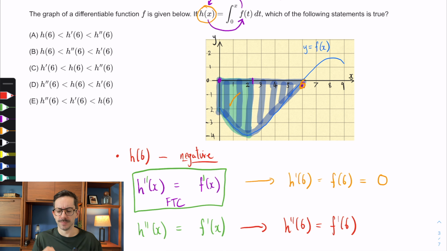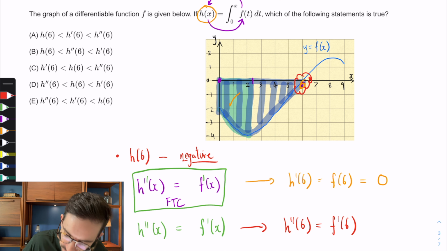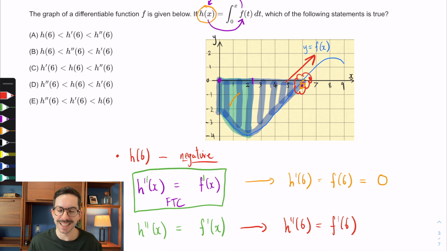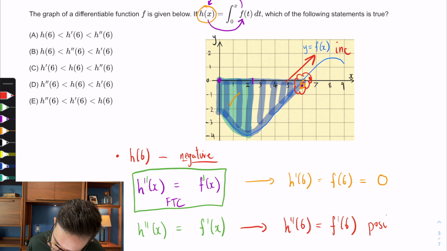Well, remember, f prime, the derivative of f, tells you when f is increasing and when f is decreasing. So at x equals 6, the function is increasing. As we look at the graph from left to right, the function is rising. So because f is increasing, that means its derivative will be positive. So now we can piece all this together to get the correct answer here.